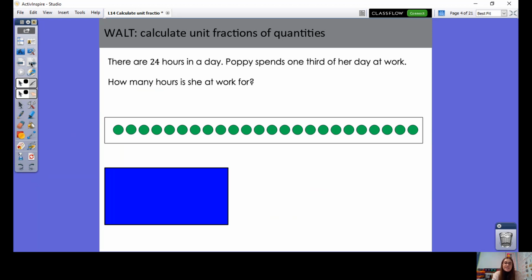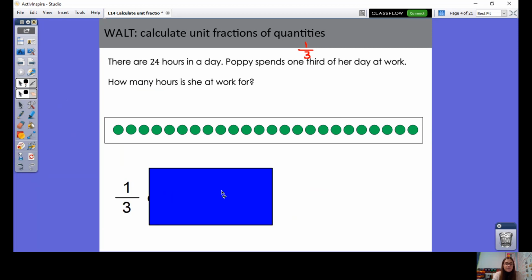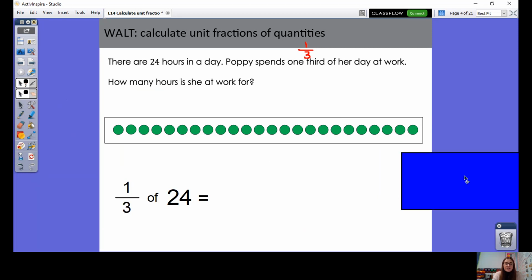There are 24 hours in a day. Poppy spends 1/3 of her day at work. How many hours is she at work? Okay, so just to recap, 1/3 looks like this. So usually in a word problem, you're going to see it written down, but we've got a third that looks like this. There are 24 hours in a day, and I want to find a third of 24. So obviously you guys have seen it represented like this before. That is basically what our word problem comes down to, 1/3 of 24.